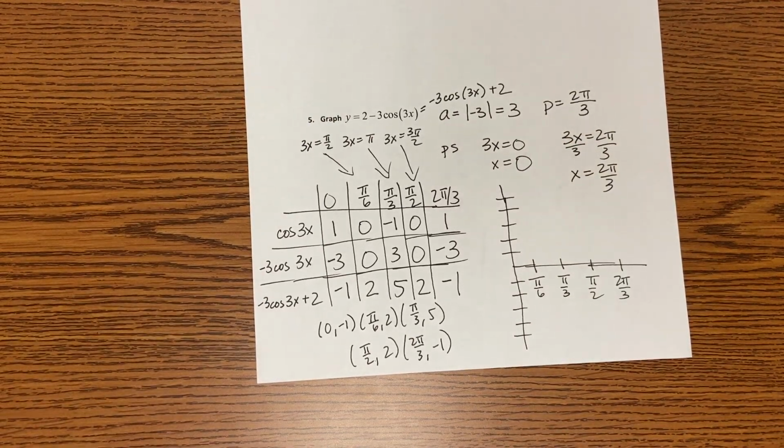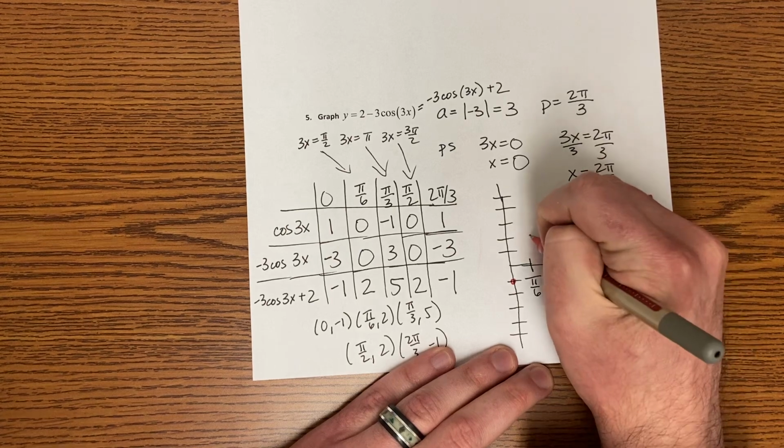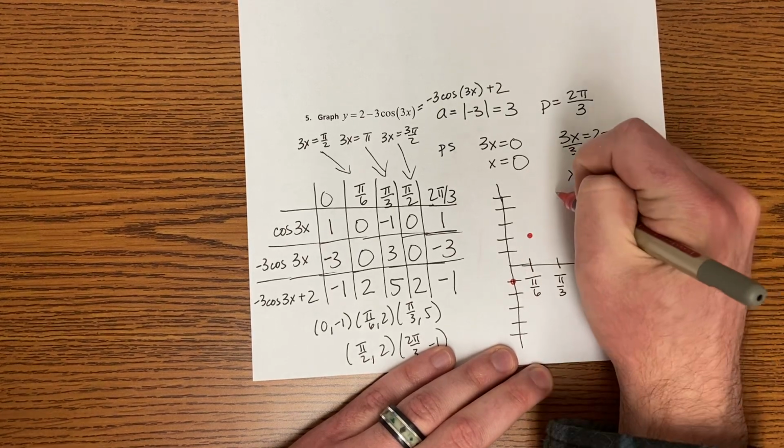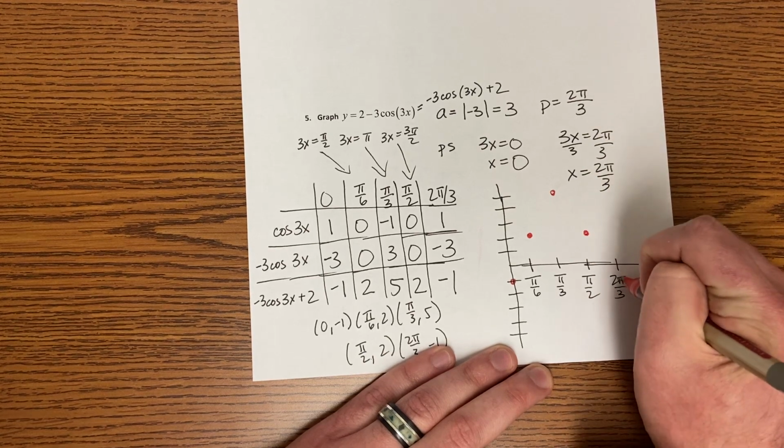And then we just plot our points. So at 0, negative 1, we're down here. At pi over 6, we're actually up at 2. Pi over 3, we're up at 5. Pi over 2, we're back to 2, and then back down to negative 1.